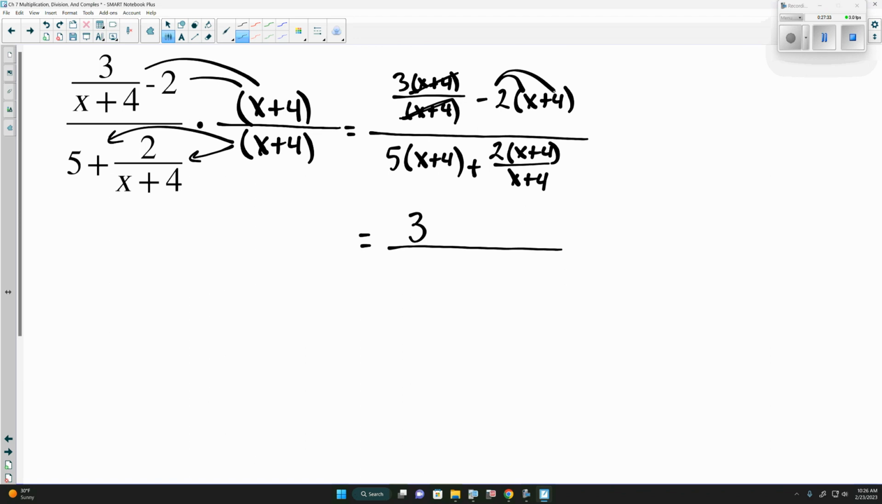Now for the other one, we can distribute the negative 2. Negative 2 times x is negative 2x. Negative 2 times 4 is negative 8. In the denominator, we can distribute the 5. We can say 5 times x is 5x. 5 times 4 is plus 20. Here the x plus 4 and x plus 4 would cancel, leaving us with plus 2.